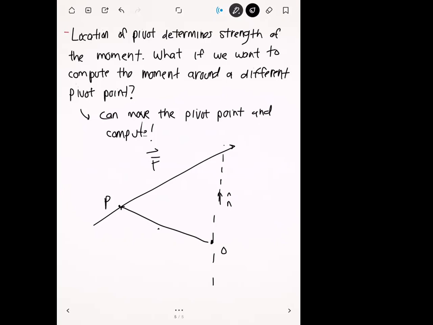Let's say that we have the moment around point O right here. If we call this line L the line that passes through O and goes in the n direction, let's say that instead we want to find the moment around this line L. The way that we do this is you do a combination of a cross product and a dot product.